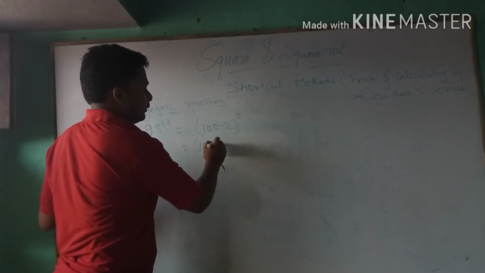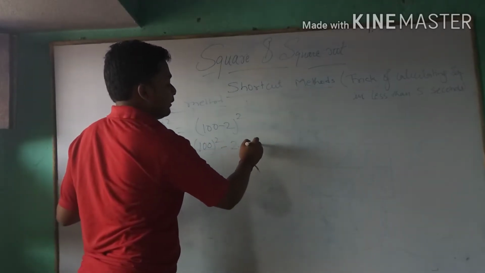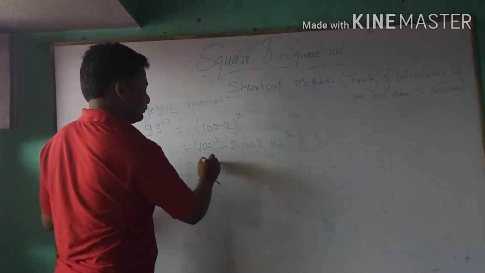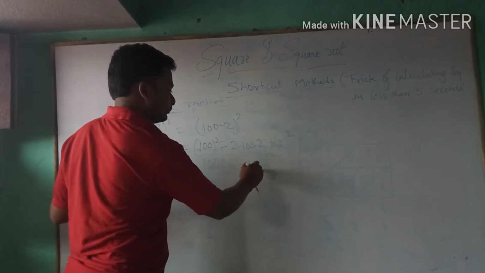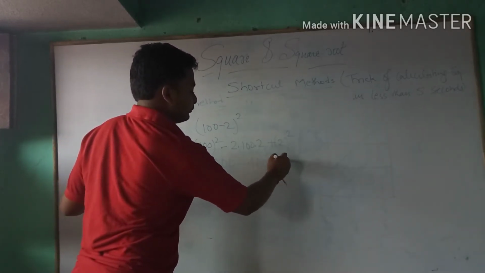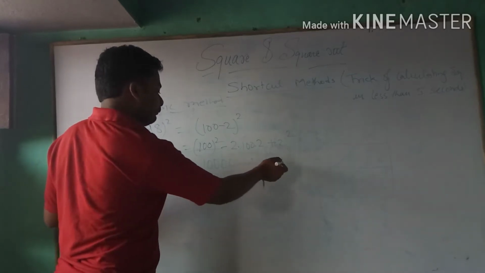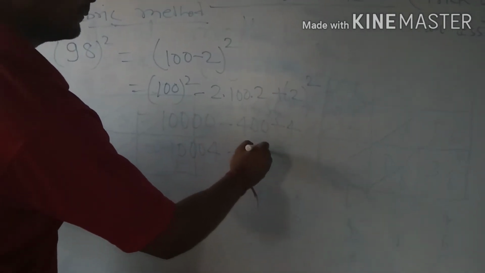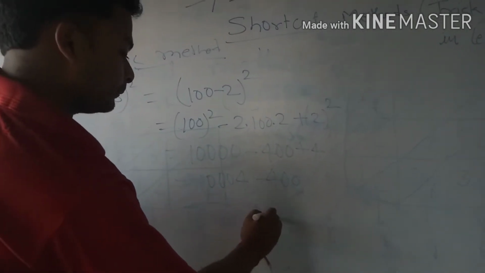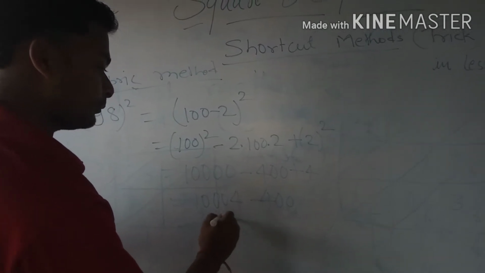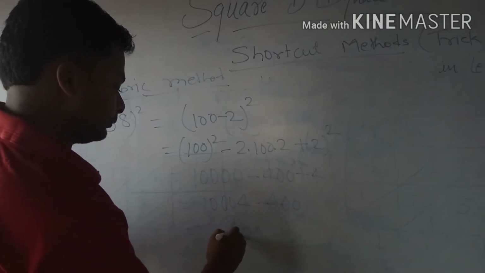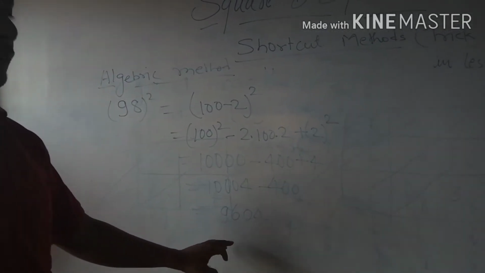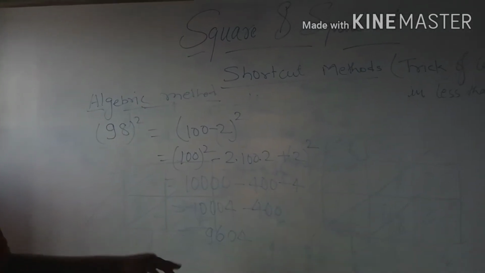a square minus 2ab plus b square. We will simplify them and finally we will get the answer. And this is our required answer, 9604. Similarly, it can be done for any number.